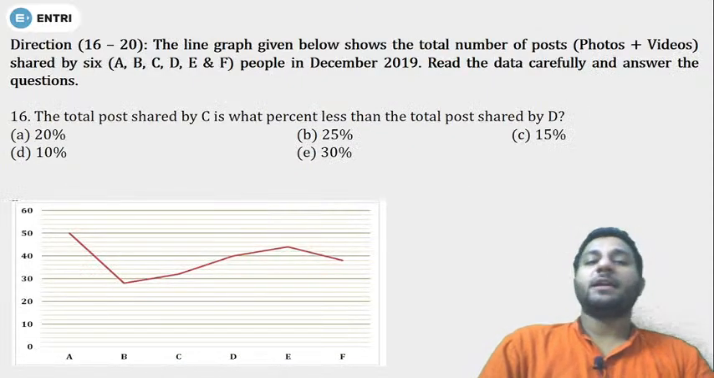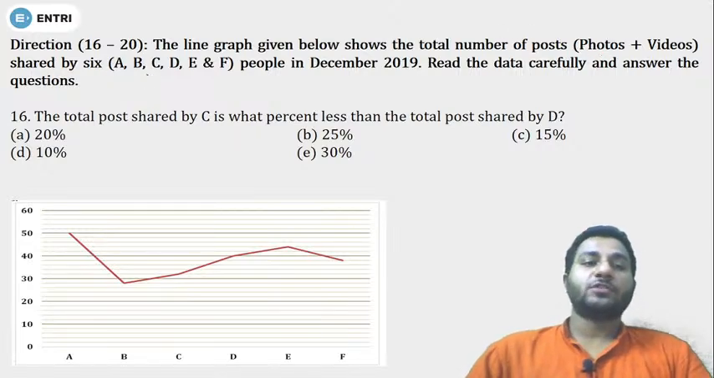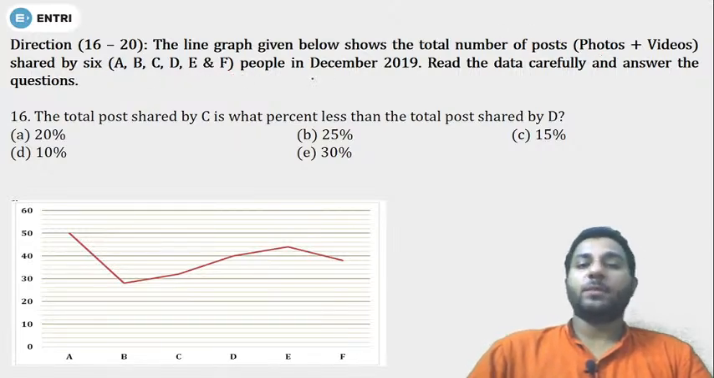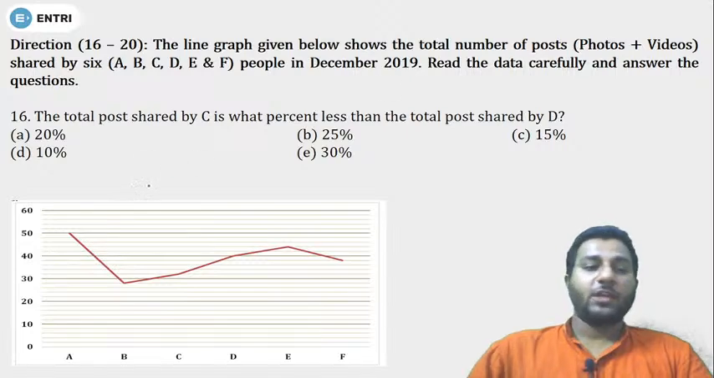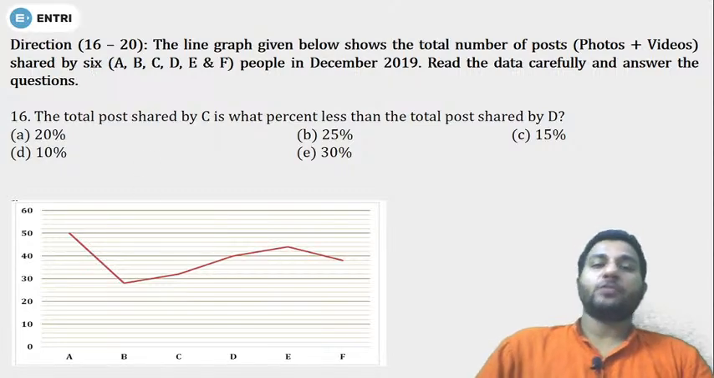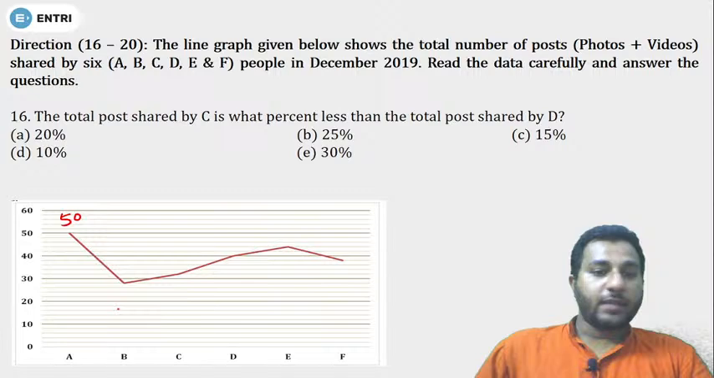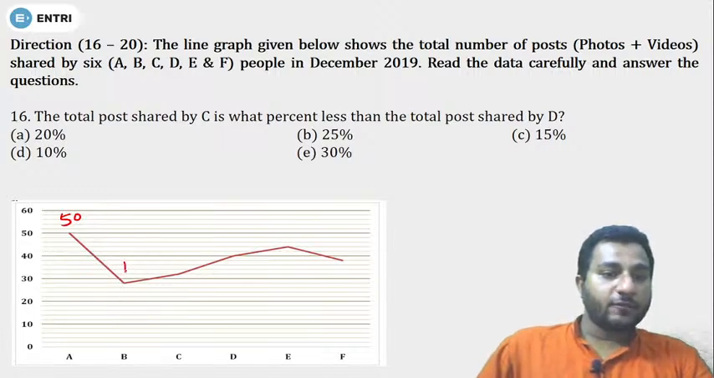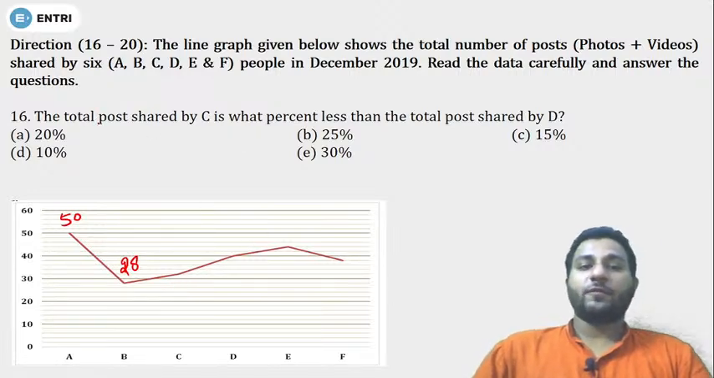Next is a DI. Look at this. The line graph given below shows the total number of posts, photos and videos shared by 6 people A, B, C, D, E, F in December 2019. Read the data carefully and answer the questions. Look at this, A has posted 50 and B has posted 28. Similarly, lots of them are there. So we need to figure out the question.